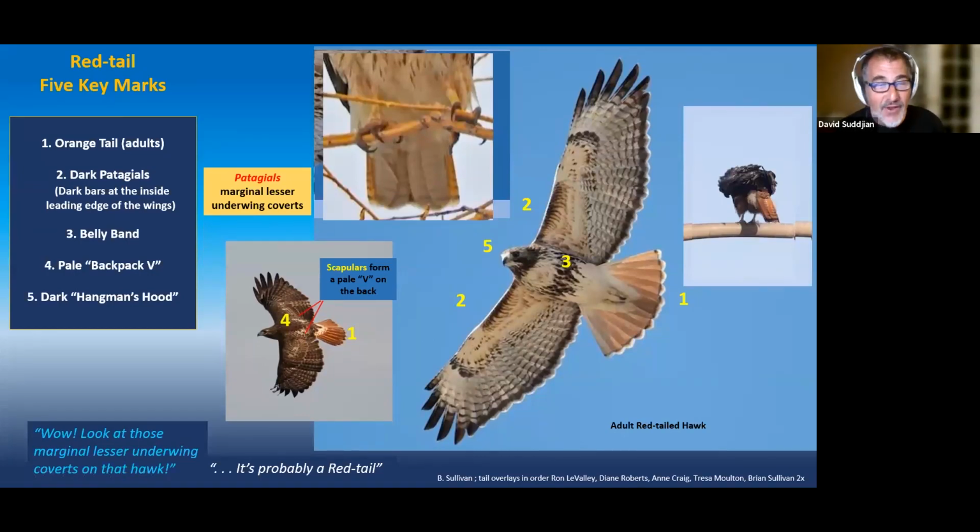Number 5 is the dark hangman's hood, and we don't want to give a bad rap to the red-tailed hawk with that term, but they do decidedly have a dark-looking head on many individuals.